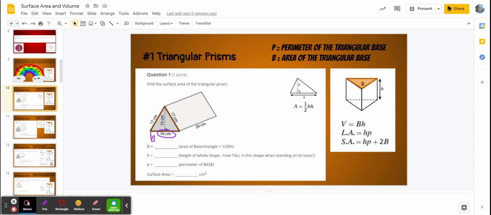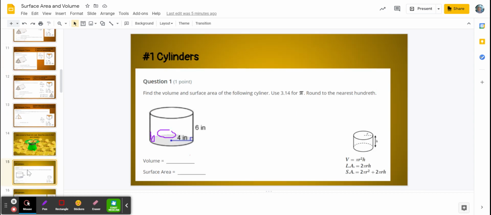So we're finding volume and surface area. So volume is pi 4 squared times 6.